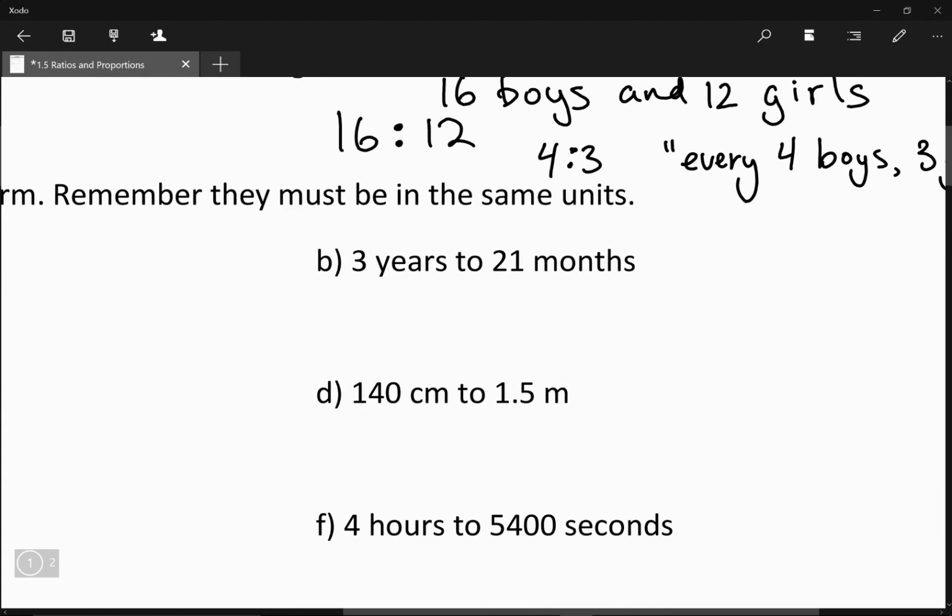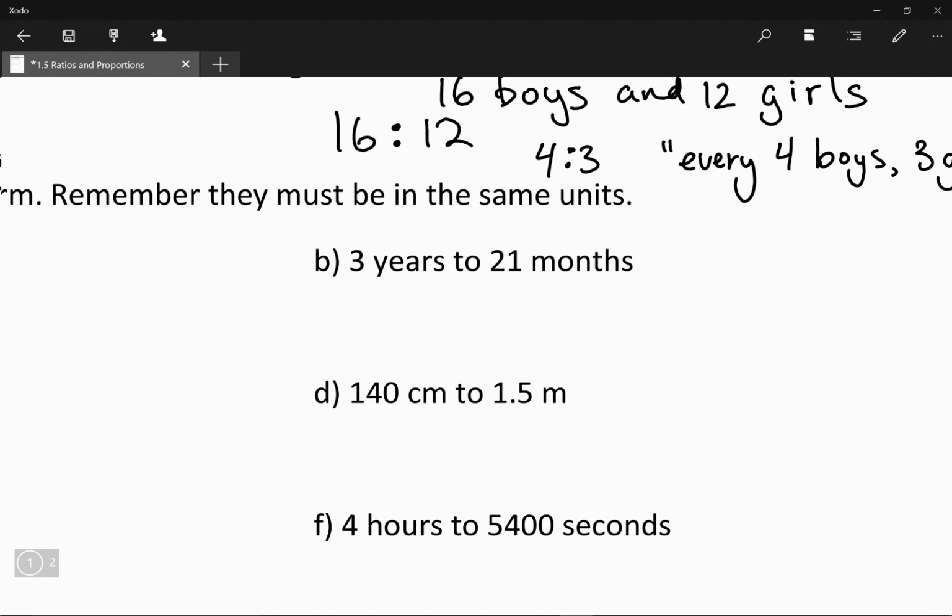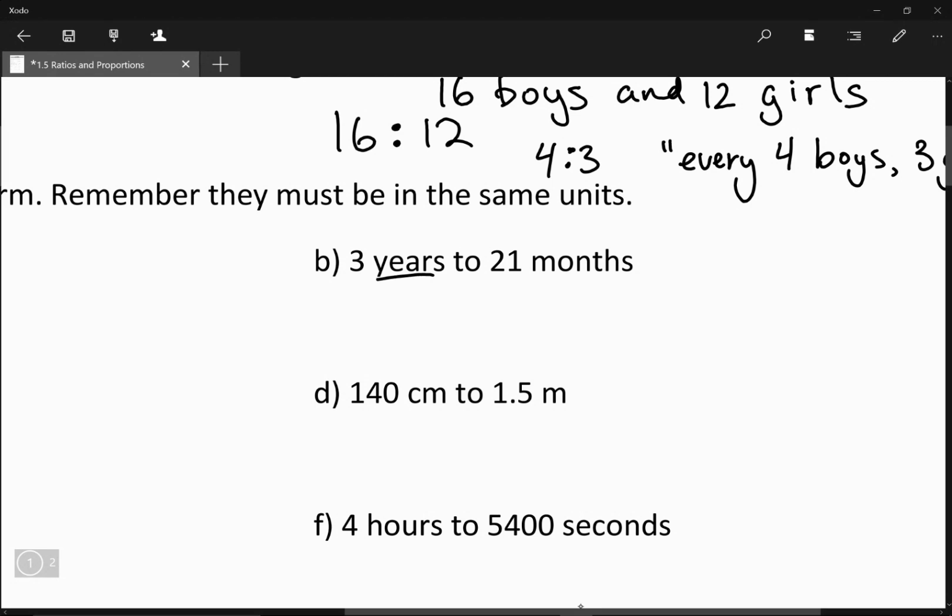So 3 years to 21 months. Well, these are now different units, years and months. So I'm going to keep 21 months. I'm going to convert the years to months. If you recognize that there are 12 months in a year, then 3 years would be 12, 24, 36 months. So 36 months to 21 months. That would be my ratio.